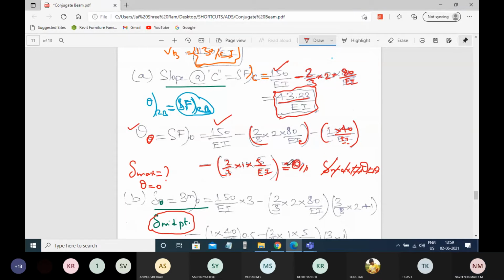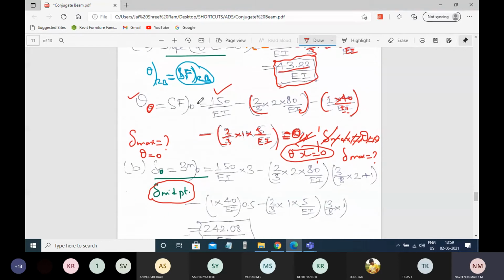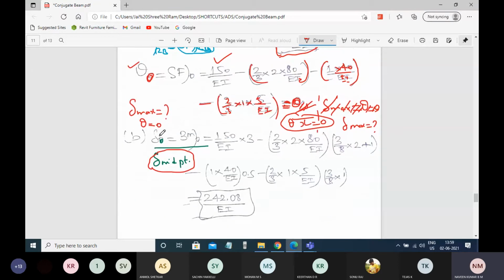In the moment area method, this particular one we assumed, you just recall that. In order to find the maximum delta, we considered a section as x, and theta x we considered as 0. Try to remember that. Why is it 0? Because at that particular point delta will be maximum. So it is proved now. Understood.